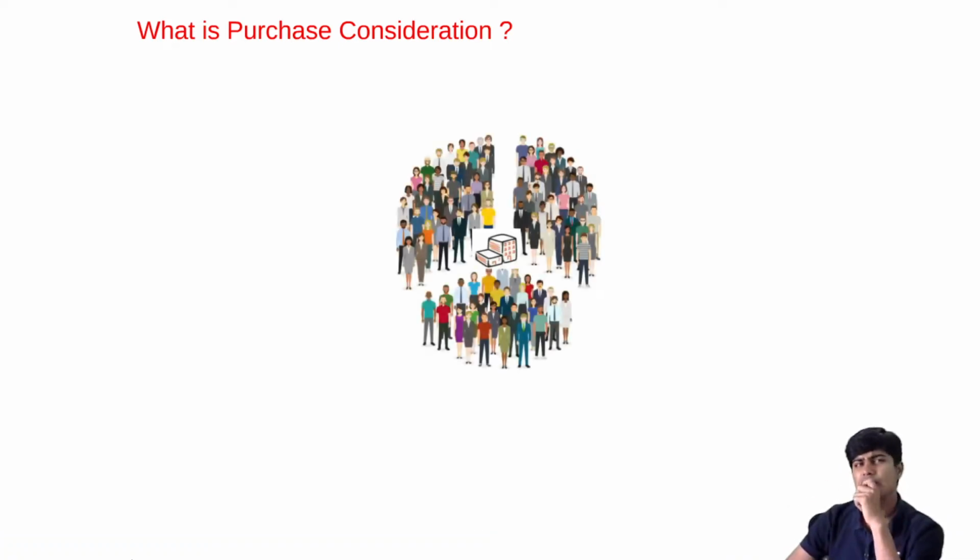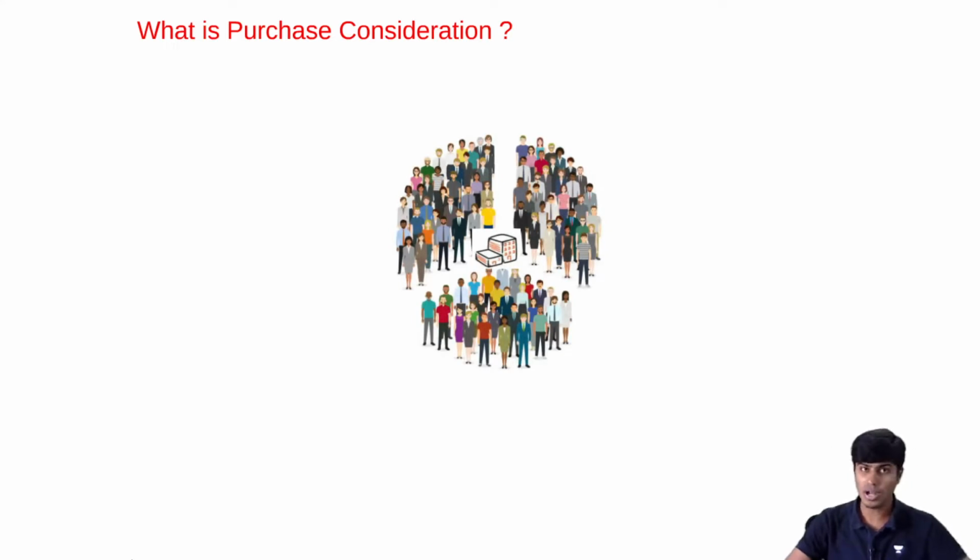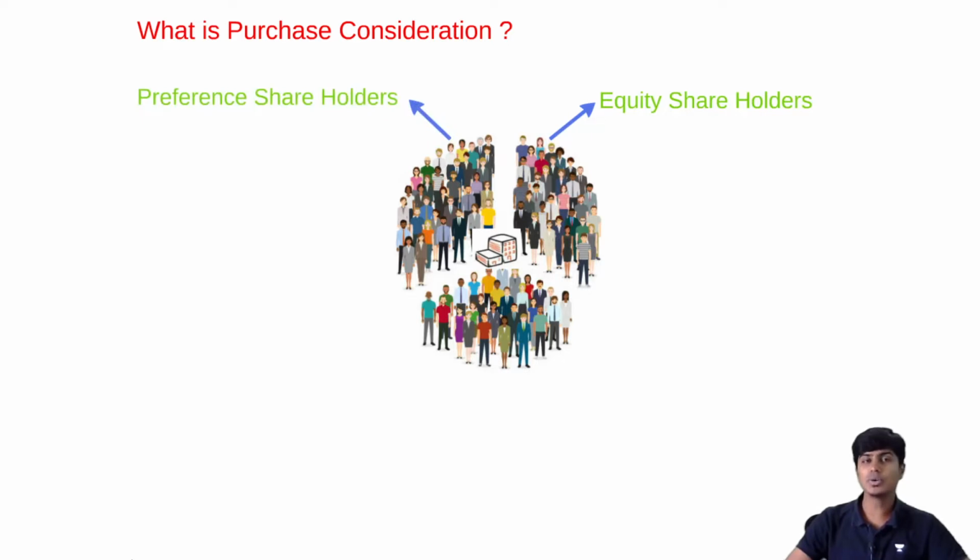But the people involved in the transferor company can be categorized into three broad classifications. See, in the transferor company, there are three broad categories of people. Who are they? Number one, equity shareholders. Number two, preference shareholders. Number three, debenture holders.